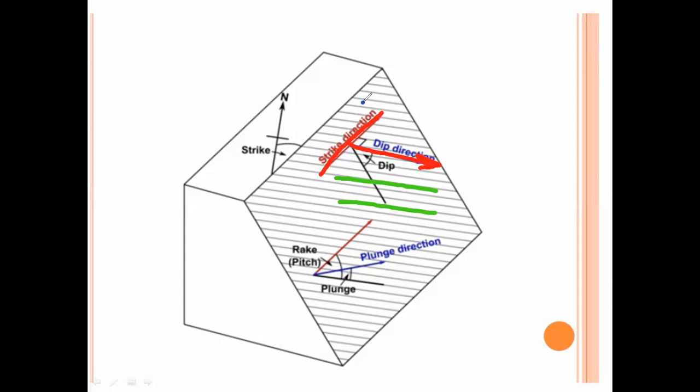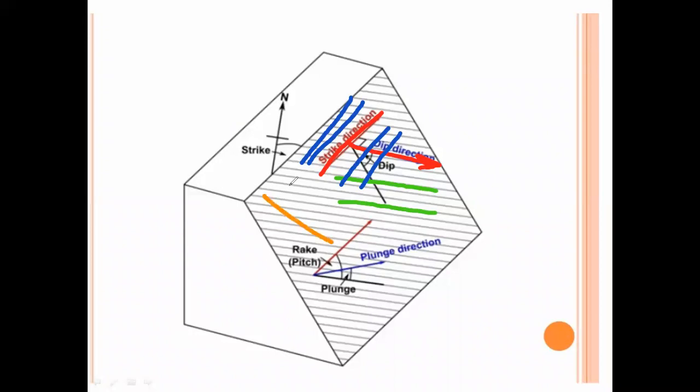Now when the joints are parallel to the strike direction, like this, suppose these are the blue lines, blue joints which are parallel to the strike direction. That's why these blue joints are considered strike joints. And the third one is the oblique joints. Oblique joints means those which are not parallel to the strike or dip direction.